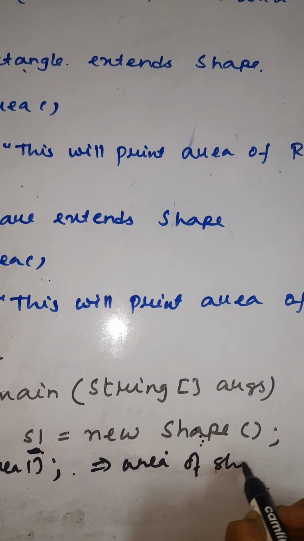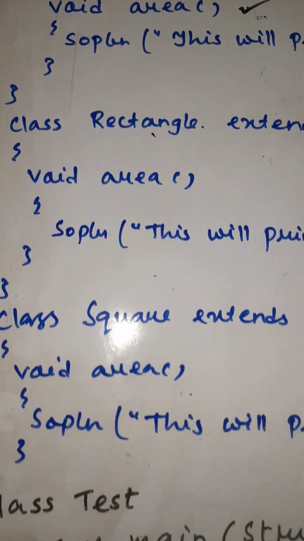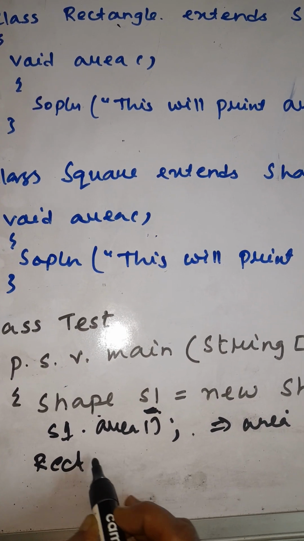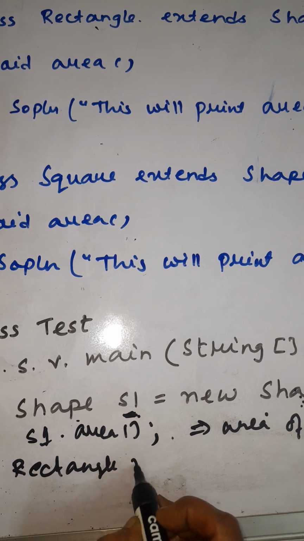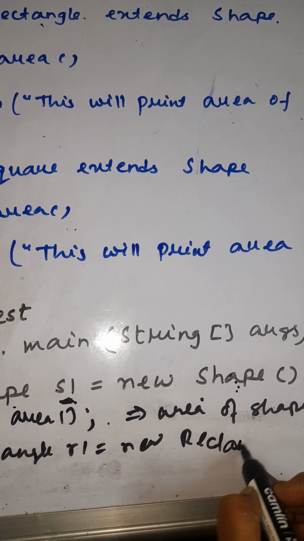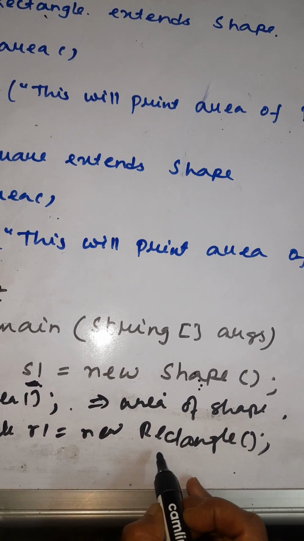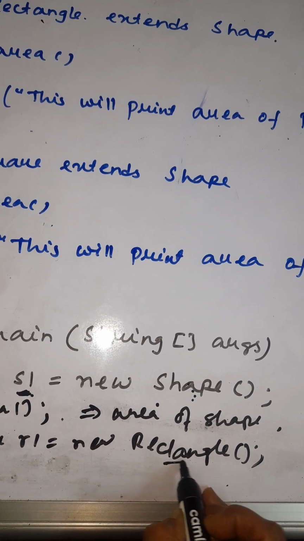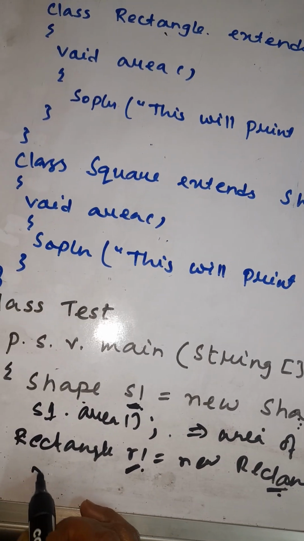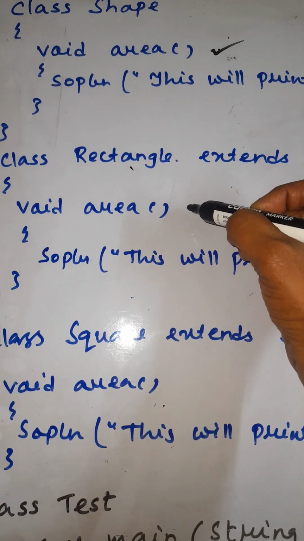Area of shape. Right? Now if I want to create the object of the Rectangle class, how to create it? Just like this: R1 equal to new Rectangle. This one is the child class object, new Rectangle. Within this new keyword I will create the object of the Rectangle class, and the reference will be stored within the R1 reference.